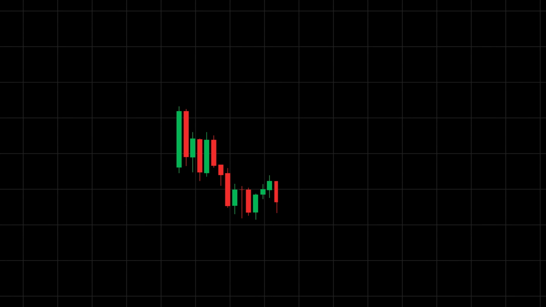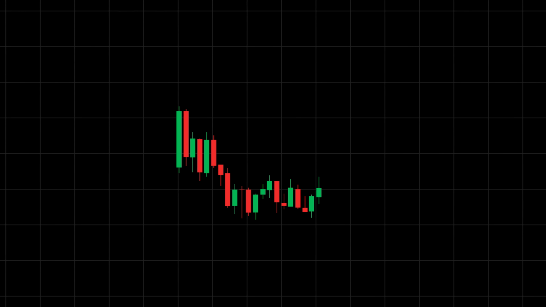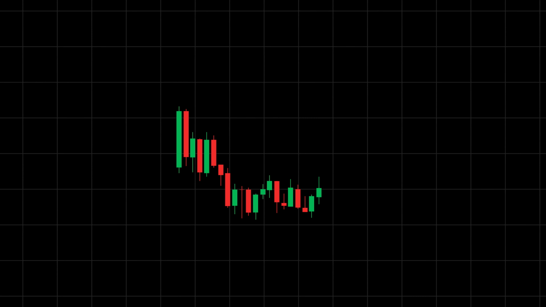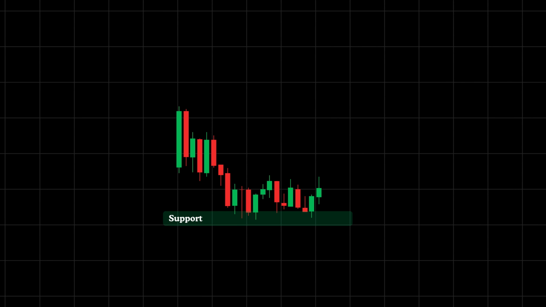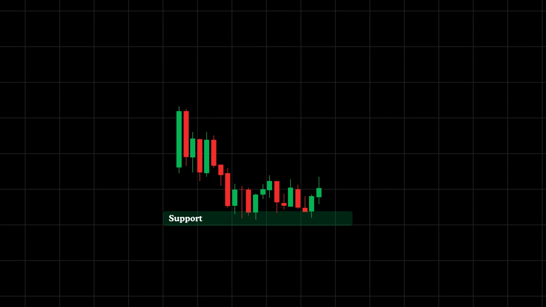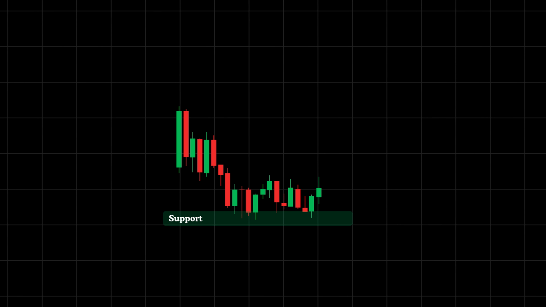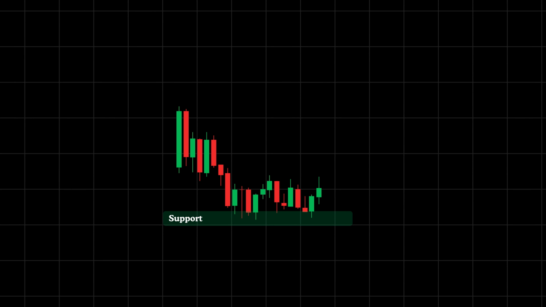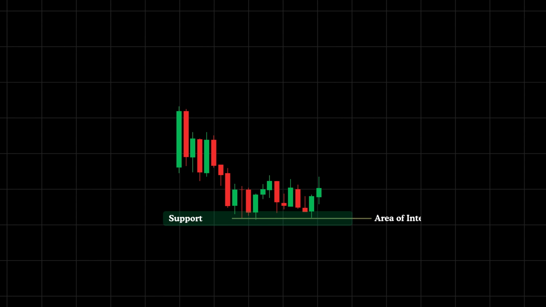In this chart, after a sharp decline, the price repeatedly approaches the same level and takes support, resulting in nearly identical lows forming on the chart. When price halts several times at the same point and continues to respect that level, it creates an area of interest.